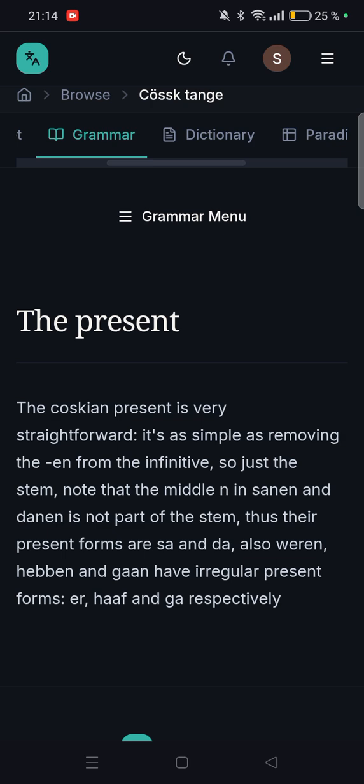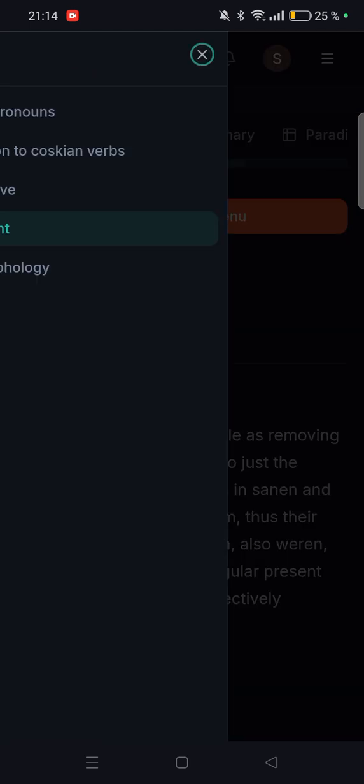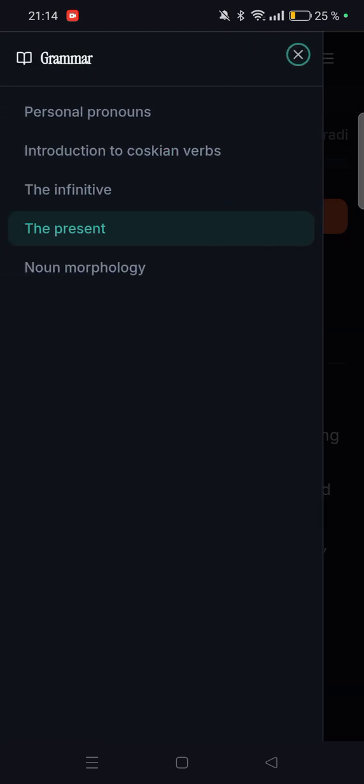For the past, it's also the same, except you have to use the past form, which can be a bit tricky. We're talking Germanic past. This is a bit tricky, but we'll get into that later. So, now morphology.